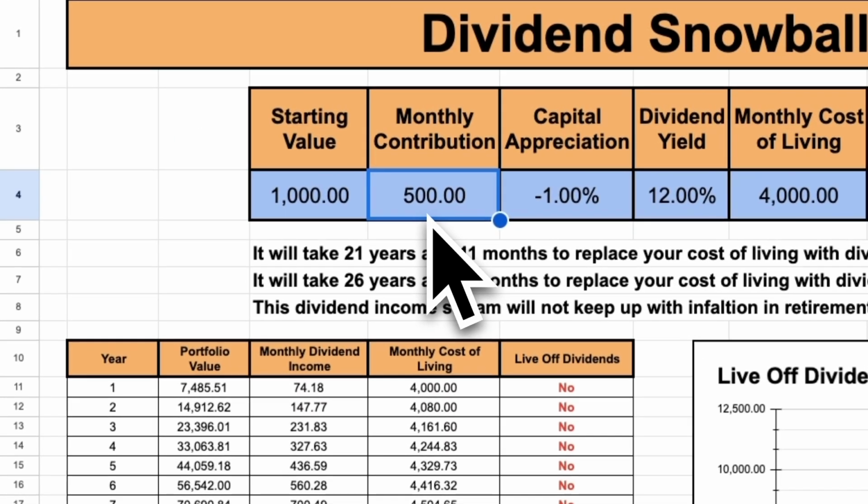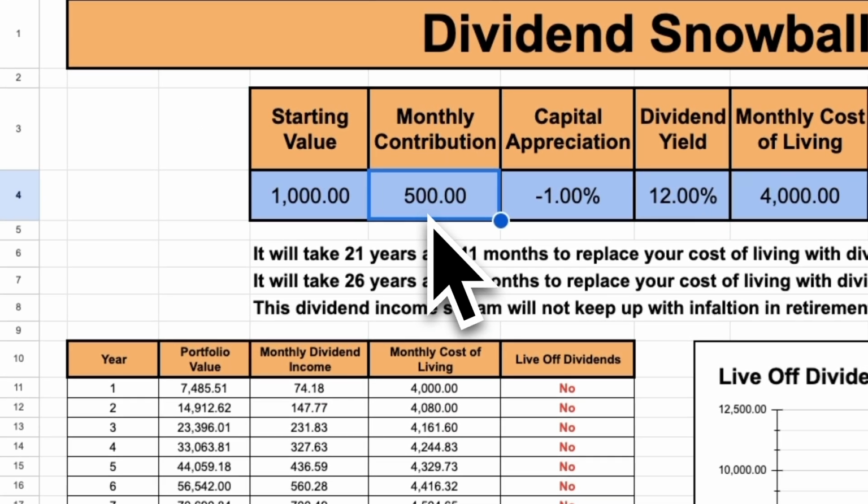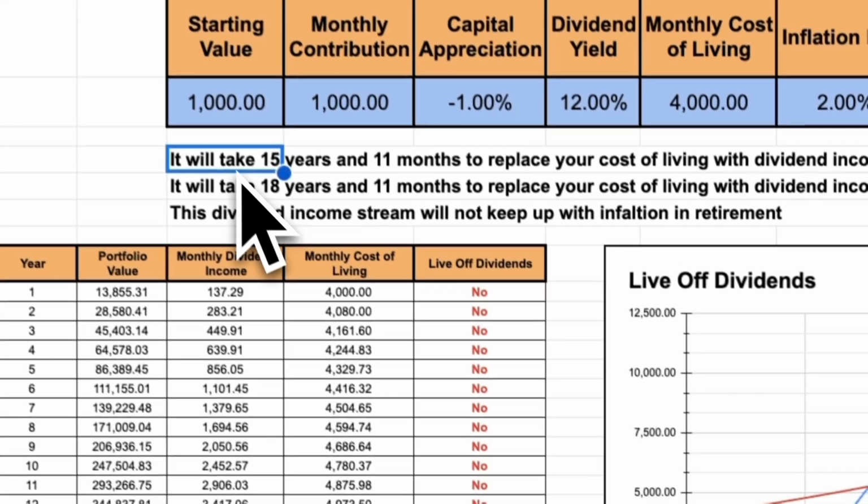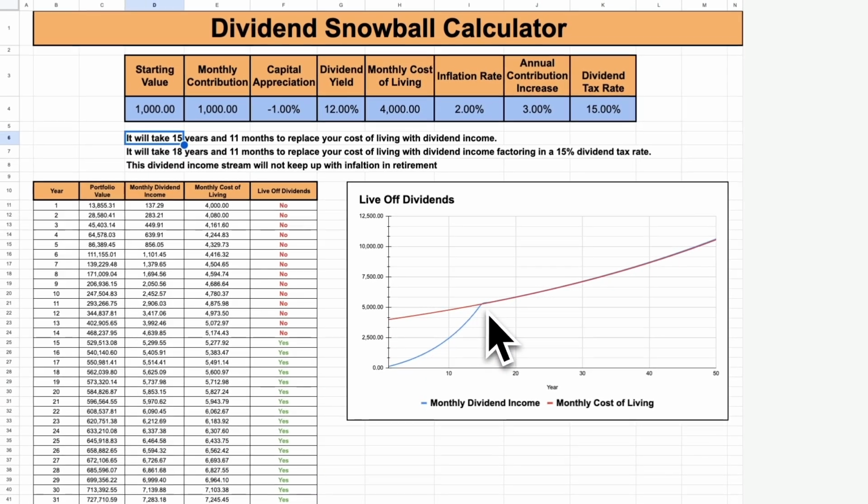If 21 years and 11 months sounds like way too long for you to reach financial freedom, then you could increase the amount of your contributions. For example, if you double the original $500 monthly contribution to $1,000, you could reach financial freedom 6 years faster. But again, you would run into the same issue of your dividend income not keeping up pace with your inflation-adjusted cost of living.